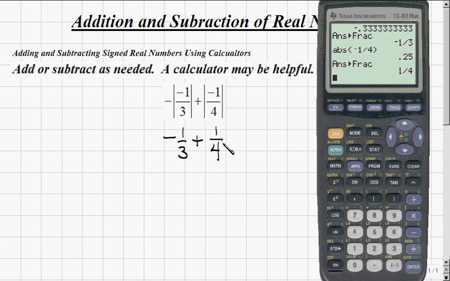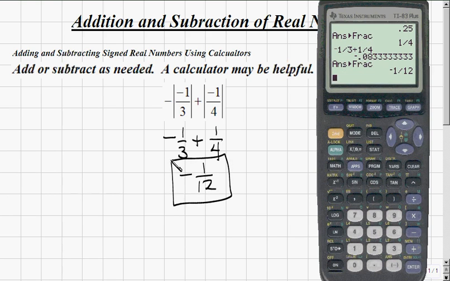Next, using the calculator, let's add negative 1/3 plus 1/4. So we'll enter in negative 1/3 plus 1/4, and hitting enter gives us some decimal. Hitting the Math and choosing 1 again to convert it to a fraction gives us the answer negative 1/12. So negative 1/12 is our answer.